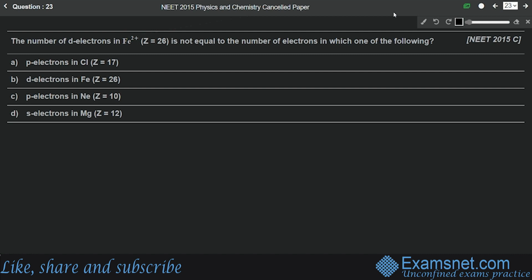Question number 23 is from the chapter D and F block elements, and the question is the number of d electrons in Fe2 plus whose atomic number is 26 is not equal to the number of electrons in which of the following. So first let's find the number of d electrons in Fe2 plus with which we have to compare. If we write the electronic configuration of Fe2 plus, at last you will get 3s2, 3p6 and 3d6. So in this the number of d electrons are 6. Okay, 6 d electrons are present in Fe2 plus.